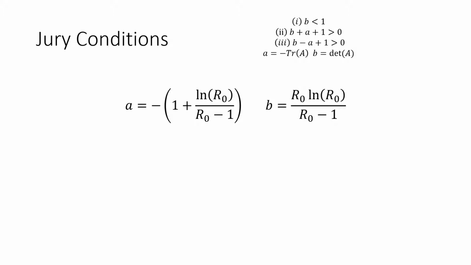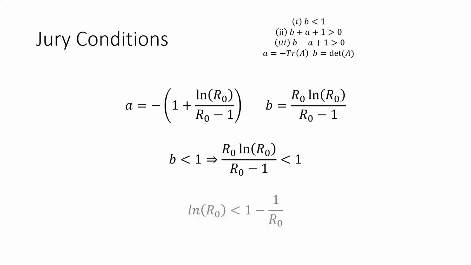So, from our example, we can see that a, which is minus the trace, is minus 1 plus ln(r0)/(r0 - 1), and b is equal to the determinant, which is equal to r0 ln(r0)/(r0 - 1). So, to look for the first condition, we see that r0 ln(r0)/(r0 - 1) has to be less than 1. This implies that the natural log of r0 has to be less than 1 minus r0.